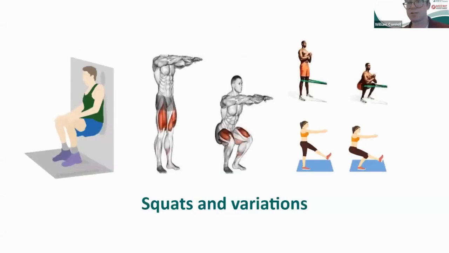Some other ideas for closed chain exercise would be squats and the variations of squats that come with it. A great way to start getting back into squatting would be a wall sit. This is a way to not move the joint a ton of times, but still you're activating all those muscles that get activated in the squat, the glutes, the quads, a little bit in the hamstrings.